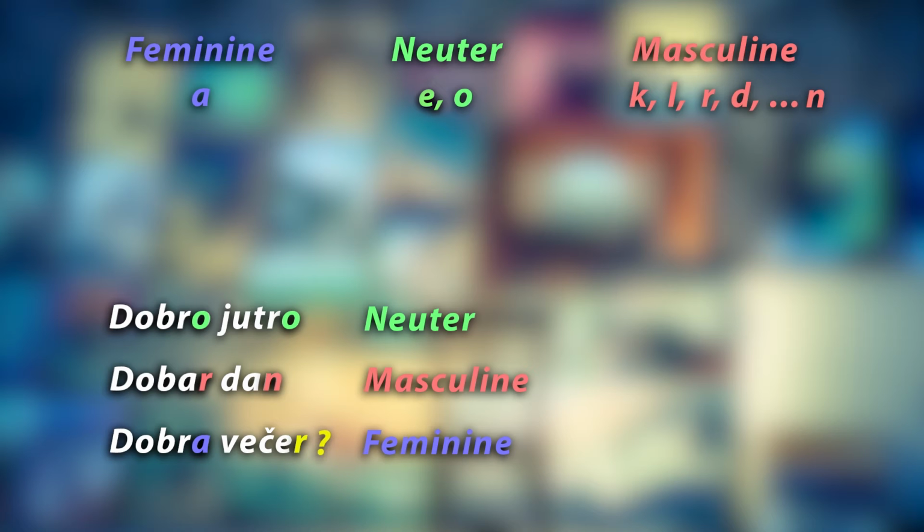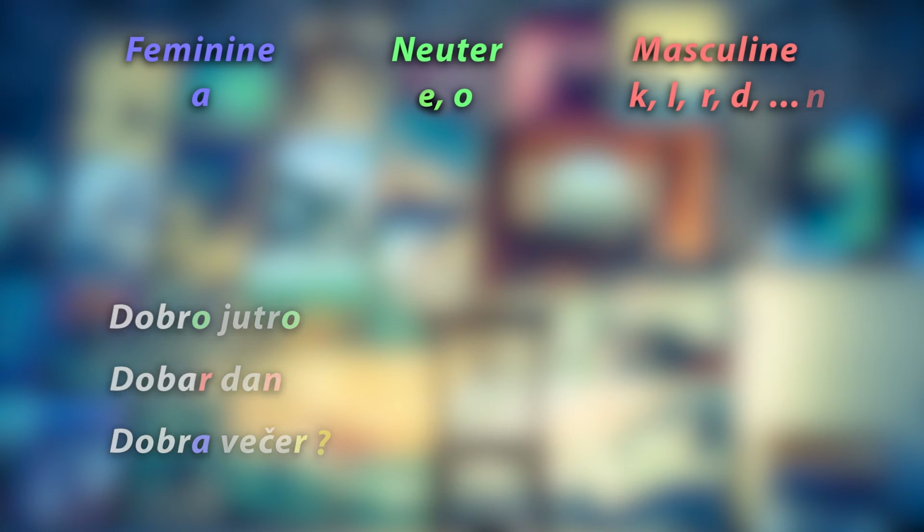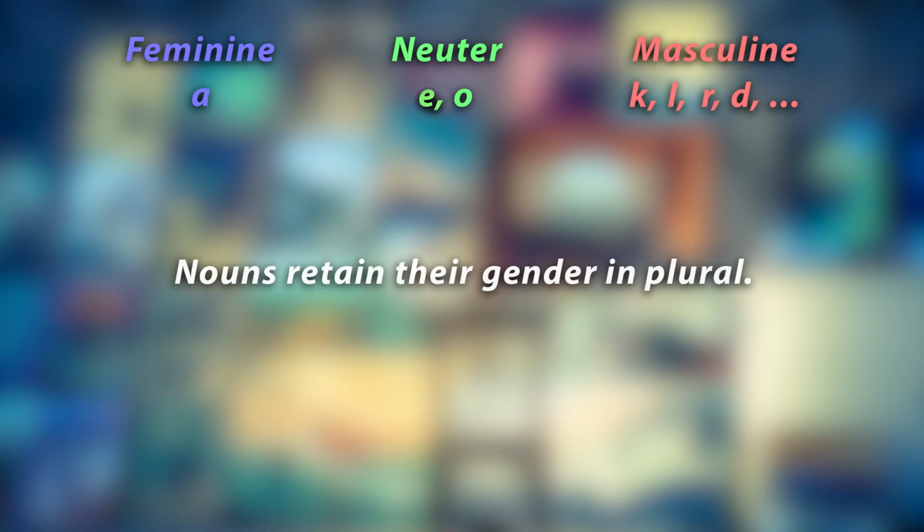Now, there are some exceptions to this rule, as always, so you cannot always apply it. And another thing to know is, when you add a plural to a noun, for example, chair, chairs, the ending changes, but the gender stays the same. So a noun will retain its gender when you add plural to it. In general, it's a very useful rule to know.